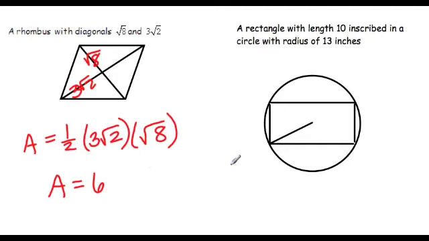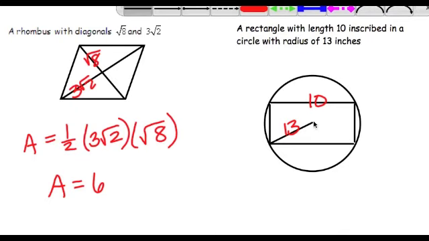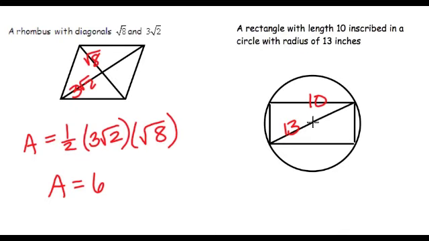The next one, we have a rectangle that is inscribed in a circle. That means it's inside the circle. All the vertices touch the edge of the circle. We have one side that is 10, and we have the radius is 13. We're going to extend that radius across the circle where it's the diameter of the circle. It's also going to be the diagonal of that rectangle. And so the diagonal turns out to be 26.